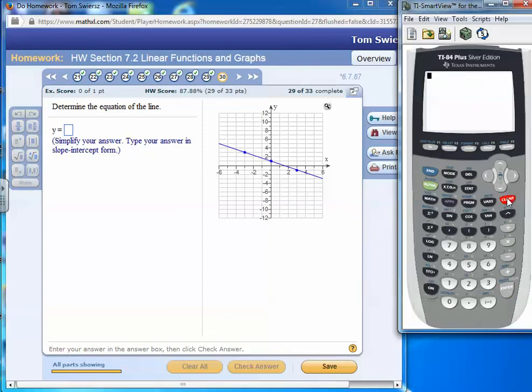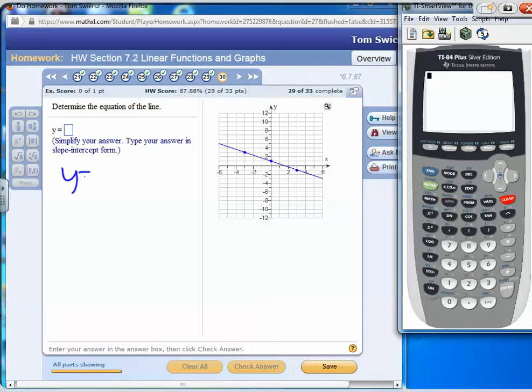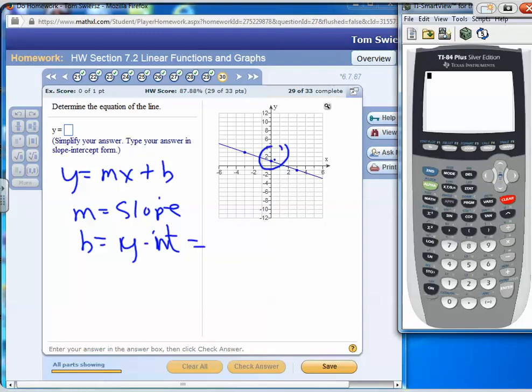Okay, number 30. Determine the equation of the line. Now, remember, the key is y equals mx plus b, right? M is the slope, and b is the y-intercept. So look what we have here. The b is the y-intercept, where it crosses the y-axis. There's our point, and it looks like it crosses at a positive 1. So the b is 1.